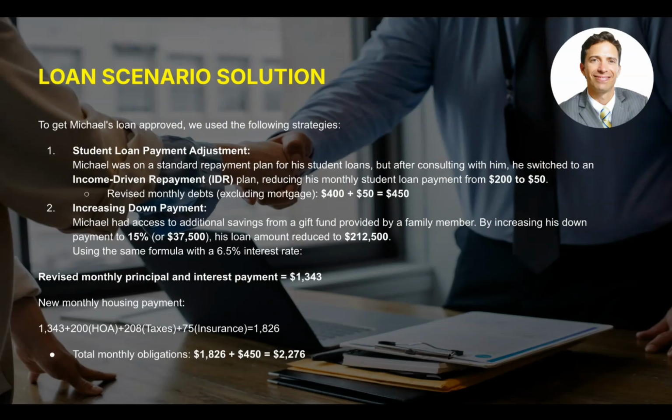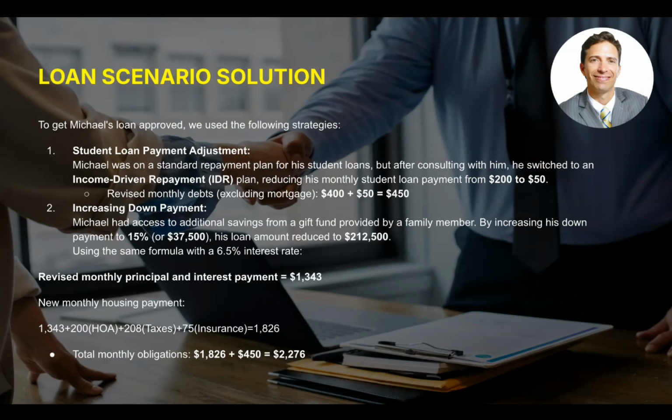Number two, we're going to use an increased down payment. Michael had access to additional savings from a gift fund provided by a family member, which means one of his family members gave him a gift of funds. That is perfectly allowed when it comes to the mortgage industry, okay? It just depends on the loan program, but most loan programs are fine with that.